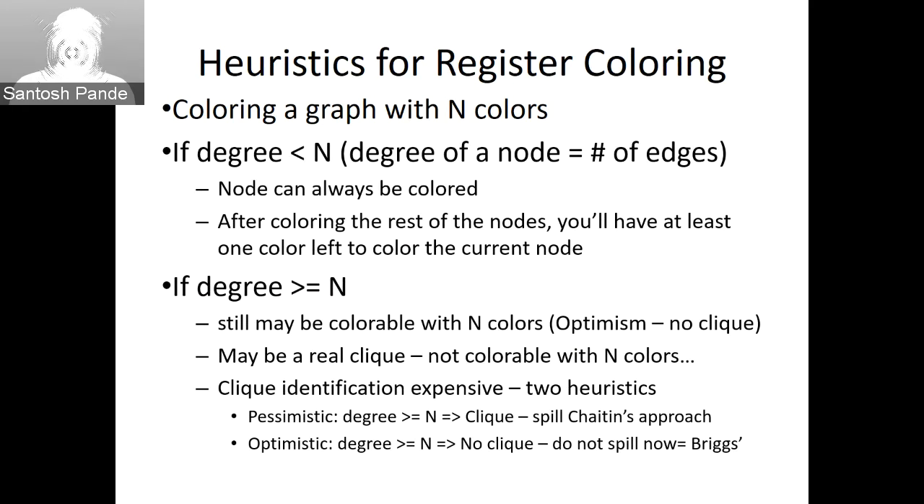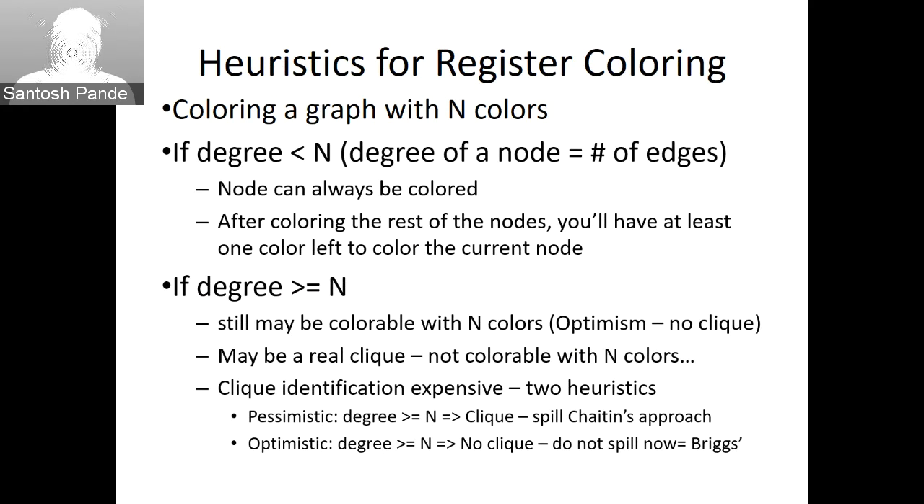then keep moving. The first assumption, the pessimistic assumption, was because of Chaitin, Gregory Chaitin, who wrote the graph coloring allocator first. During those times, the number of registers was quite small. So this assumption was quite realistic, that the degree of the graph greater than n means it is very possible there is a clique.